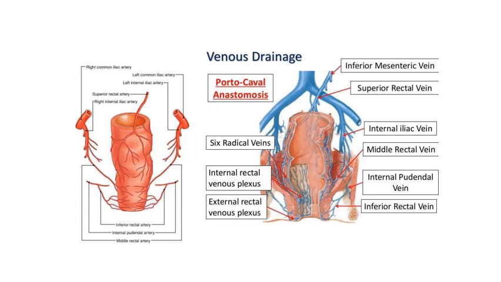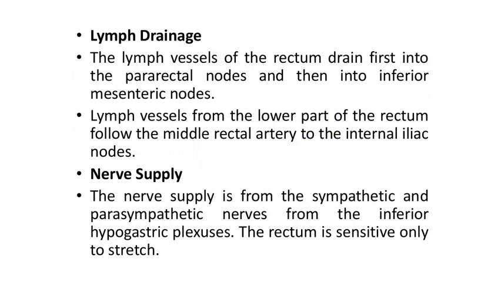This picture also shows the portocaval anastomosis. Lymph vessels of the rectum drain first into the pararectal nodes and then into the inferior mesenteric nodes. Lymph vessels from the lower part of the rectum follow the middle rectal artery to the internal iliac nodes.